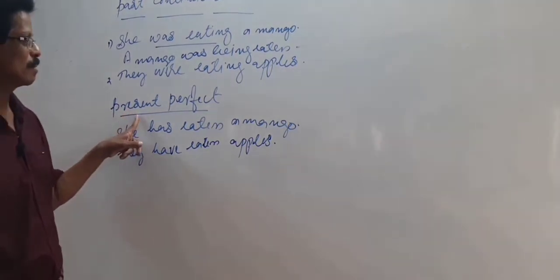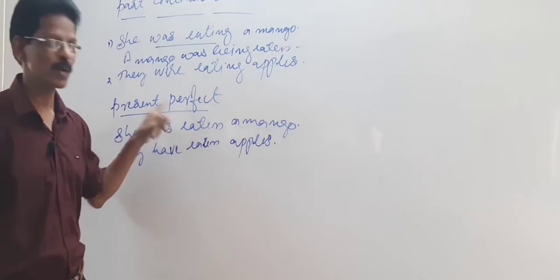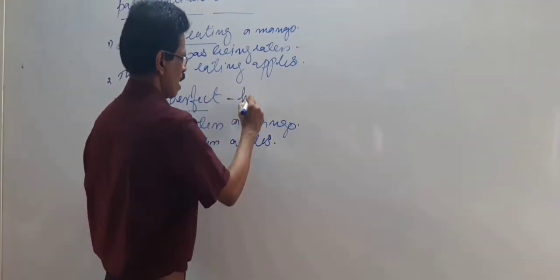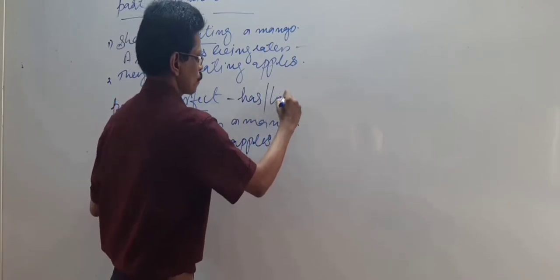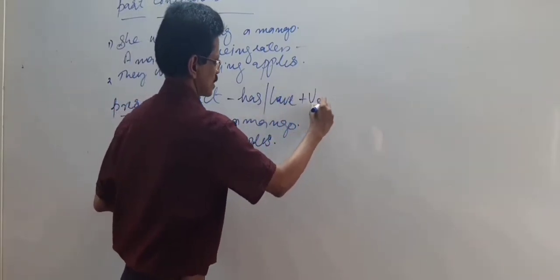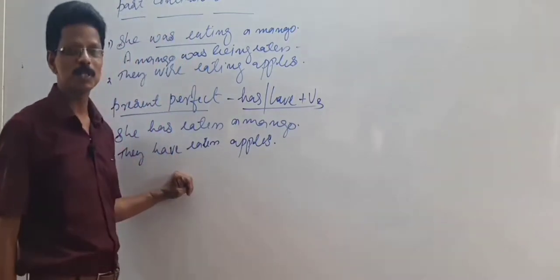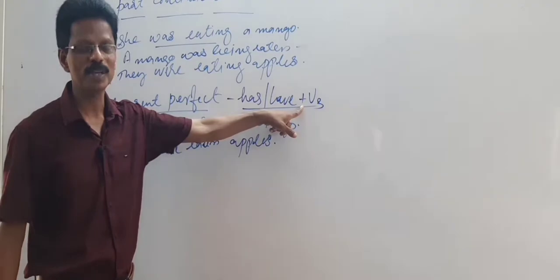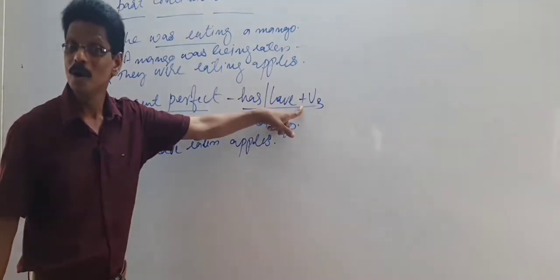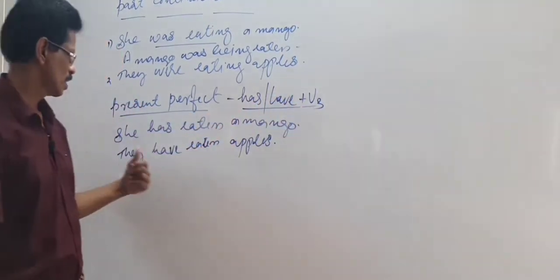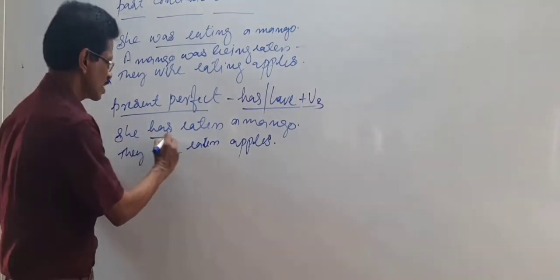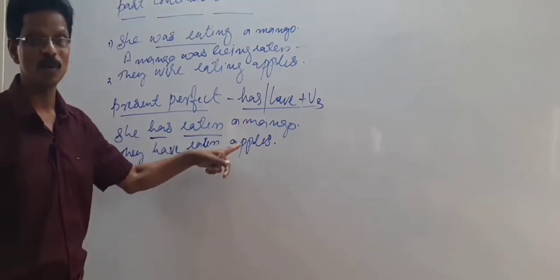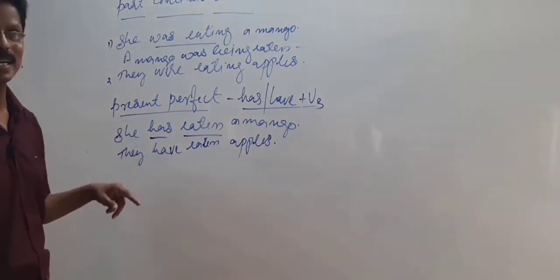That is present perfect. Perfect tense means what? Has or have plus V3. Isn't it so? Has or have plus V3. That is present. If it is past, had plus V3. You know it. Okay now. Has or have plus V3 is present perfect. Had plus V3 is past perfect. So she has eaten a mango. She has eaten a mango. A mango, what is the answer?